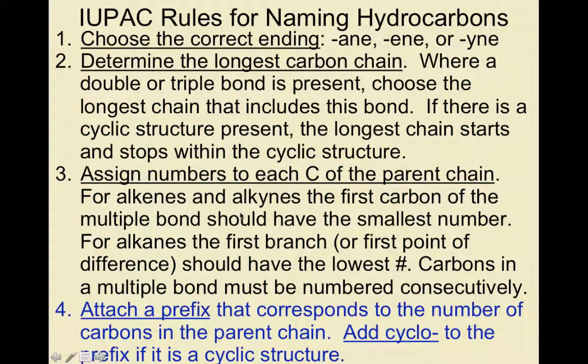We have to assign numbers. For alkenes and alkynes, the first carbon of the multiple bond should have the smallest number. If it's an alkane, the first branch should have the lowest number. We have to attach a prefix that corresponds to the number of carbons in the parent chain. If it is a cyclic structure, we add cyclo. I know I'm going through these rules very, very fast, and I'll just repeat them as we go through each example.